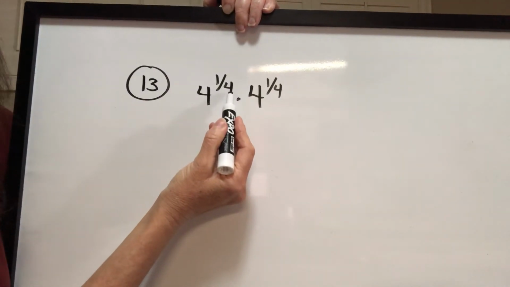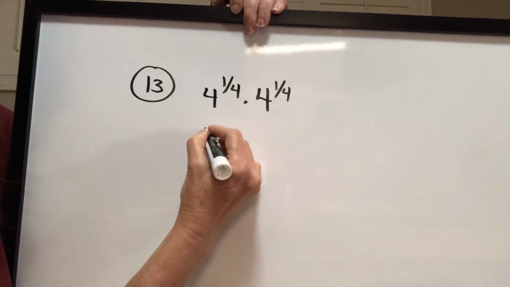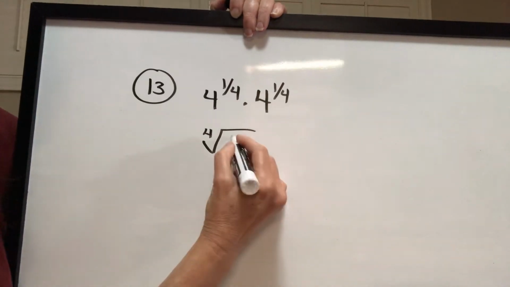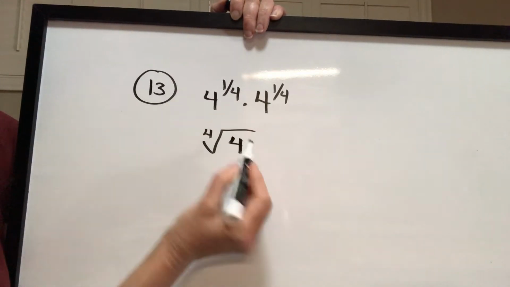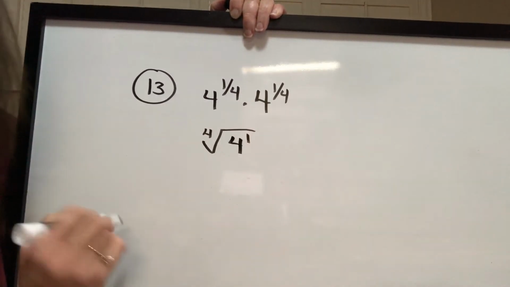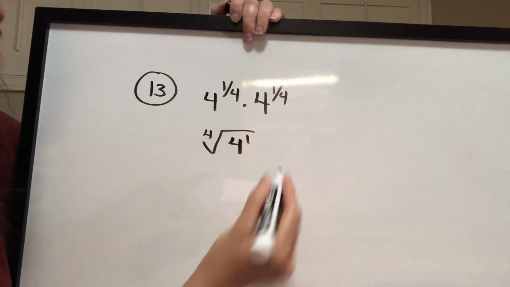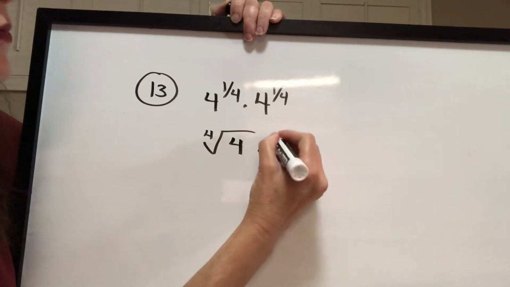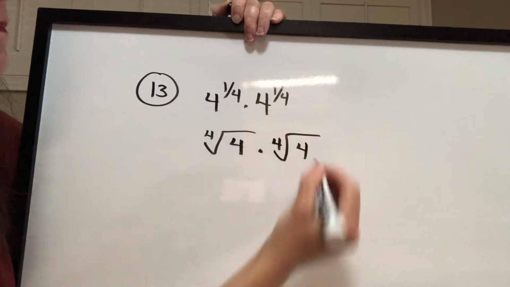Since the denominator over here is 4, that would be the 4th root. Inside of the radical would be a 4. The 1 would mean that this is 4 to the 1st power, which of course is just 4, so you really don't need the 1. And then you would do the same thing over here. This would be the same thing as the 4th root of 4.